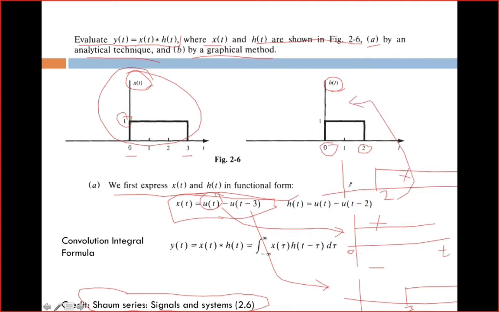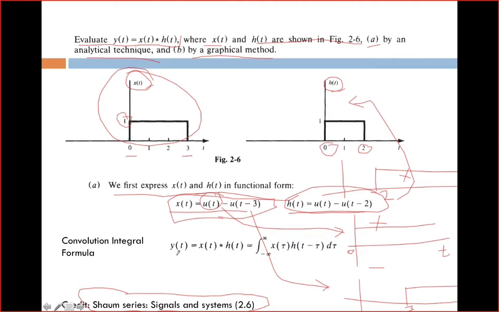So I have represented these two in equations, that is x of t can be mathematically written as u of t minus u of t minus 3, and h of t is written as u of t minus u of t minus 2. So I have given mathematical expressions to x of t and h of t, written in terms of step functions.